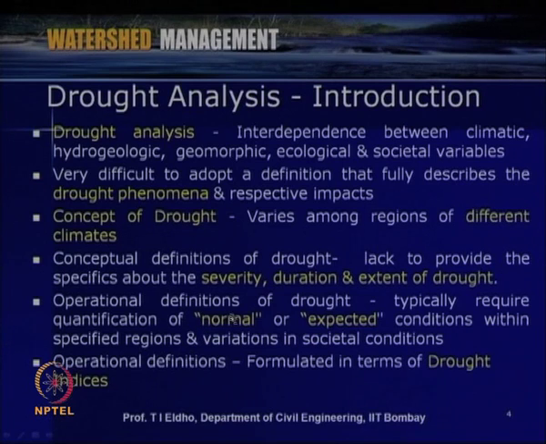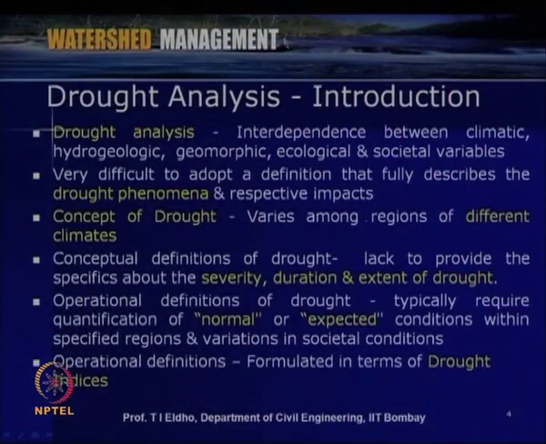So, the operational definitions of drought typically require the quantification of normal or expected conditions within specified regions and variations in societal conditions. When we look into this aspect, for example when we see the rainfall, whether the condition is normal or below normal, or with respect to expected conditions, all those things are very important when we deal with drought analysis. So, we can have the operational definitions formulated in terms of drought indices.